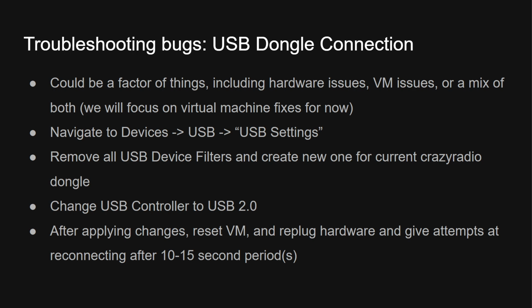and then double check that your USB controller setting is correct. Typically we like to recommend setting it to 2.0. Once you restart your VM, replug everything in, and give it a couple attempts. Hopefully everything should be connected by then.